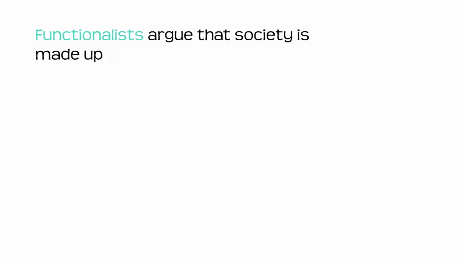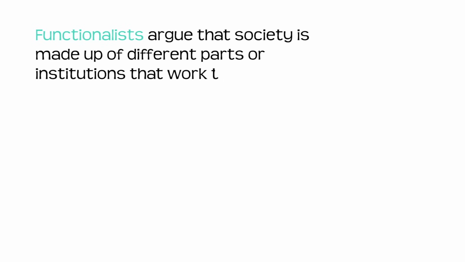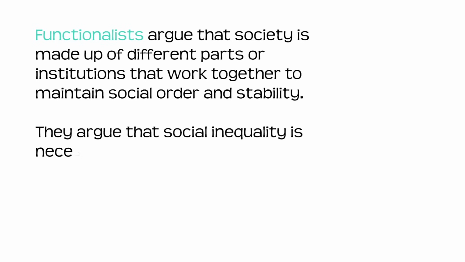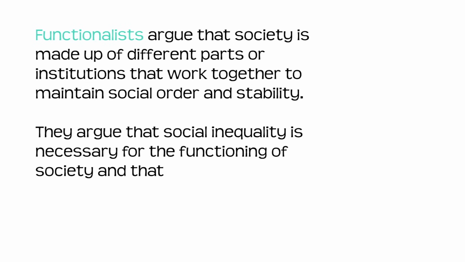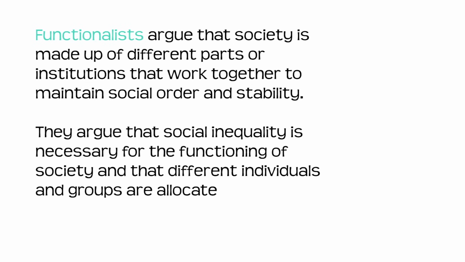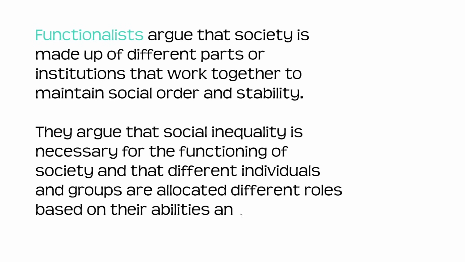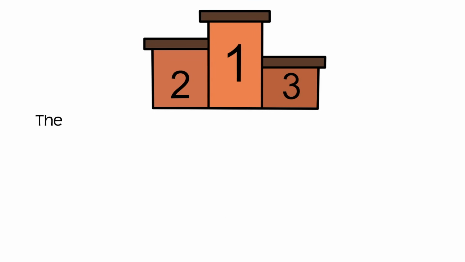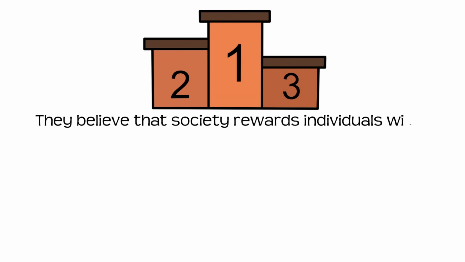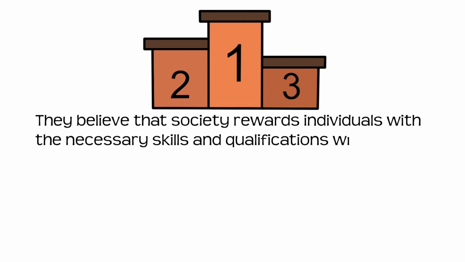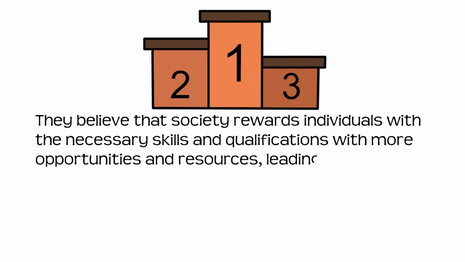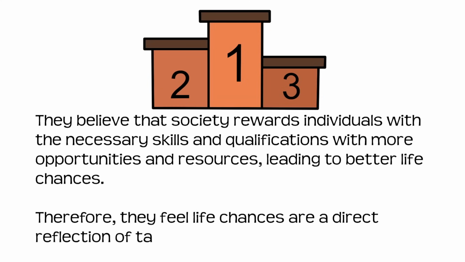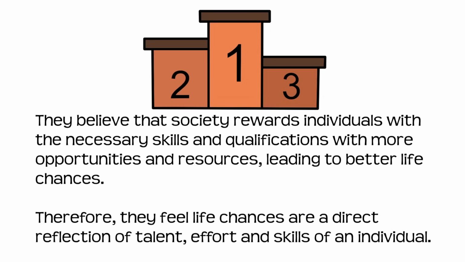Functionalists argue that society is made up of different parts or institutions that work together to maintain social order and stability. They argue that social inequality is necessary for the functioning of society, and that different individuals and groups are allocated different roles based on their abilities and qualifications. They believe that society rewards individuals with the necessary skills and qualifications with more opportunities and resources, leading to better life chances. Therefore, they feel life chances are a direct reflection of talent, effort, and skills of an individual.